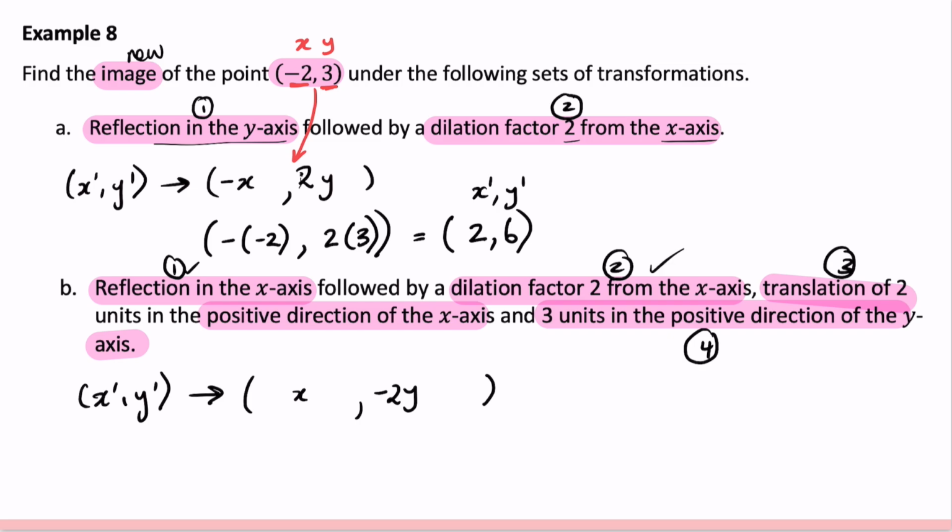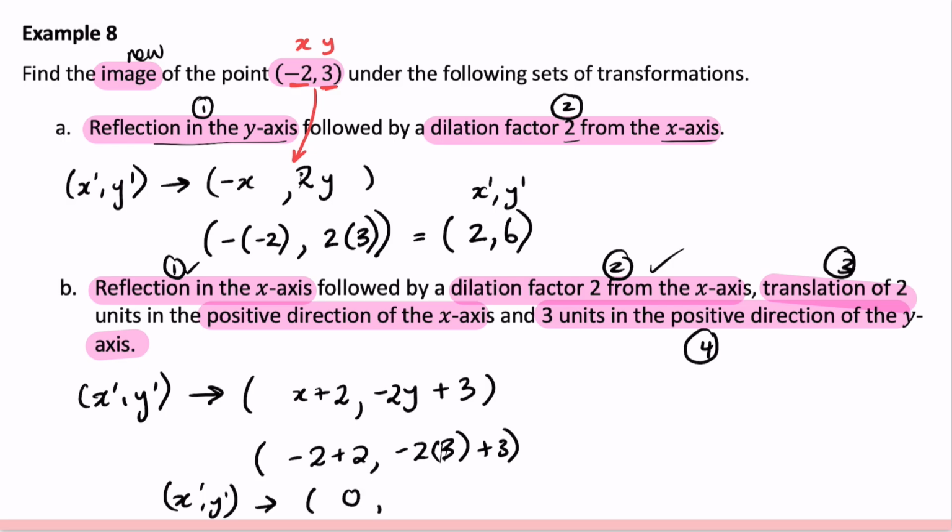Then we'll have a translation of 2 units in the positive direction of the x-axis. That means I'm going to add 2 to every x value and 3 units in the positive direction of the y. So we'll add 3 to everything that's happened to the y. All right, now I can go ahead and substitute in my old x and old y. So that was -2 and y is 3. All right, so that means new x and new y can be defined as -2 plus 2 is 0. -2 times 3 is 6 plus 3. Sorry, -6 plus 3 is going to be -3. So that there would be my new coordinate.